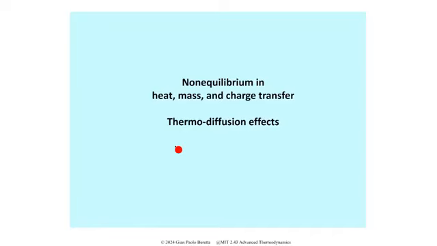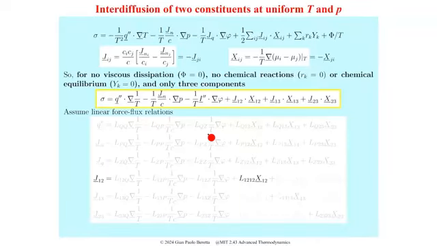Okay, so now let's move into the realm of diffusion of particles. So the simplest case is when we have two constituents, like a pair of particles. So we have interdiffusion of one into the other.